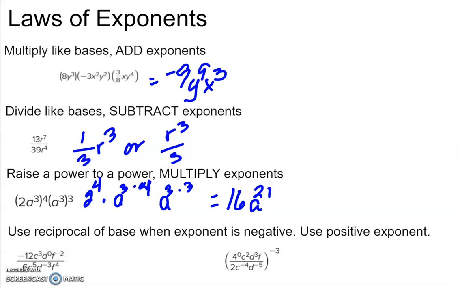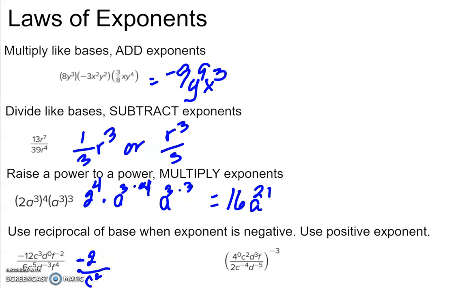So for the first one, I have negative 12 divided by 6, which will give us a negative 2. And then I have c's in the numerator and c's in the denominator. Again, when I divide like bases, I'm going to subtract the exponents. So I have c to the 3rd divided by c to the 5th. 3 minus 5 is negative 2. So I have c to the negative 2nd. The reciprocal of c is 1 over c. So that means I'm going to have c in the denominator, but with a positive exponent. So this would be a positive 2.